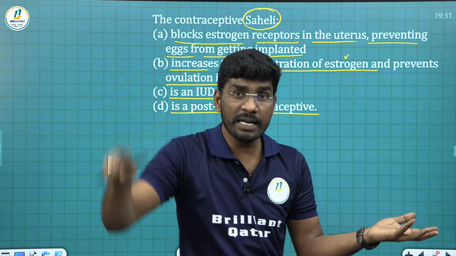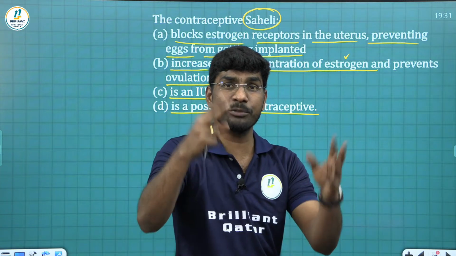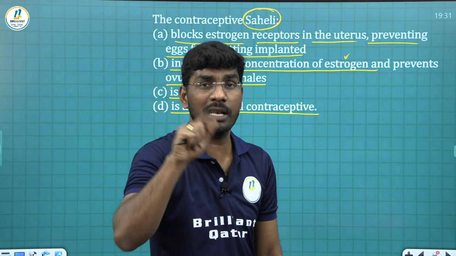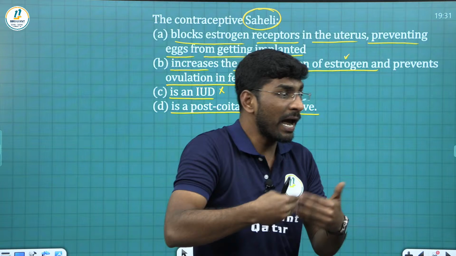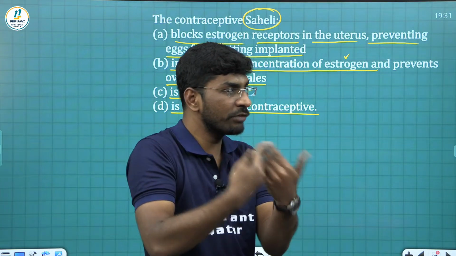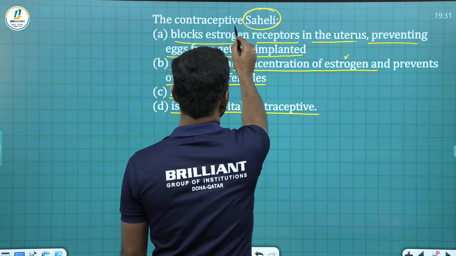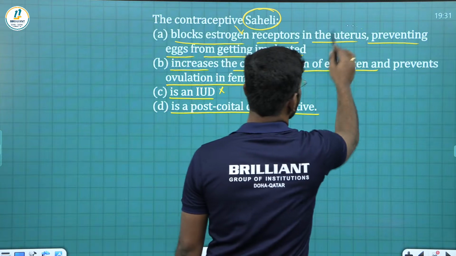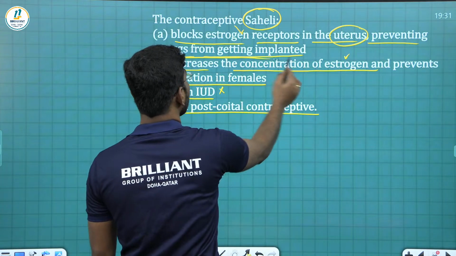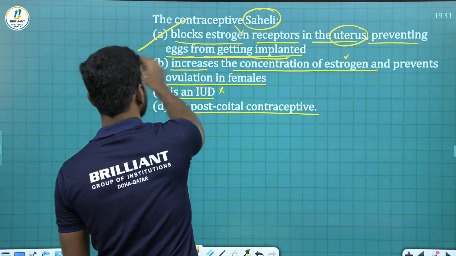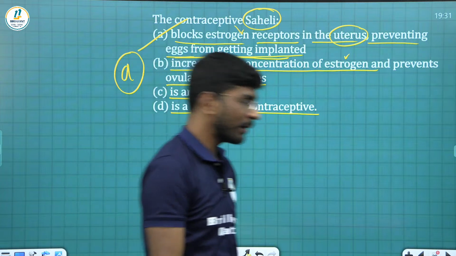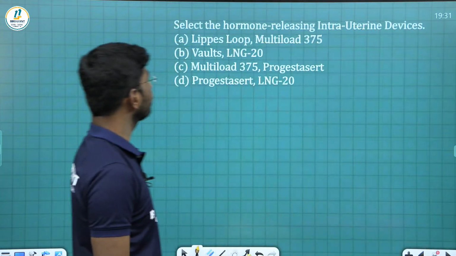Do you remember secondary oocyte, Graafian follicle rupture, two hormones required, LH and what? Estrogen. So it is anti-estrogen. So it will be said, what, tell me? It blocks the estrogen receptors in the uterus and prevents what, tell me, egg implantation and also fertilization. Got my point?